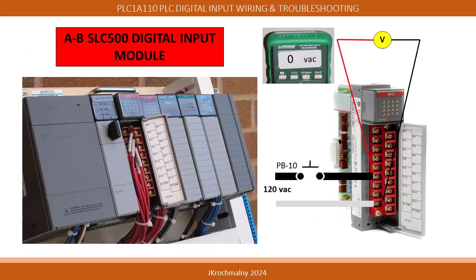Allen Bradley SLC 500 PLCs have specific modules for digital input devices. As shown on this graphic, if PB10 is in the open position, 0 volts AC will be measured between module terminal 10 and COM. As shown on this graphic, if PB10 is in the closed position, 120 volts AC will be measured between module terminal 10 and COM.